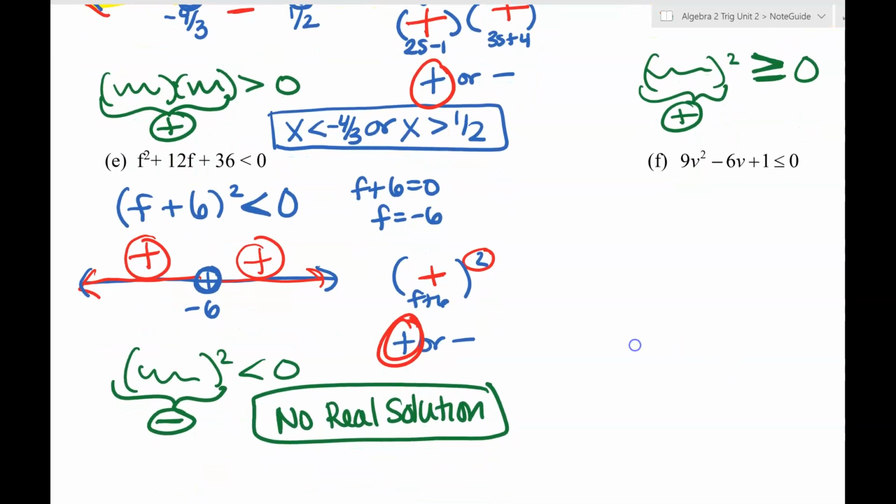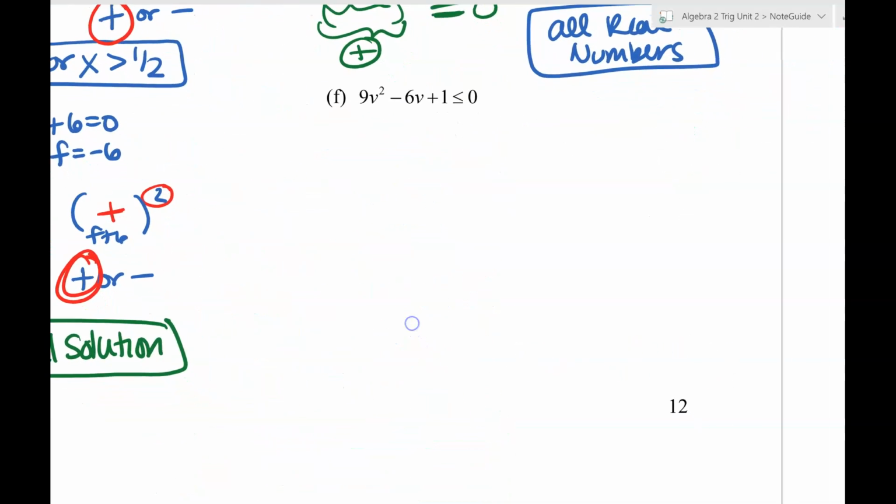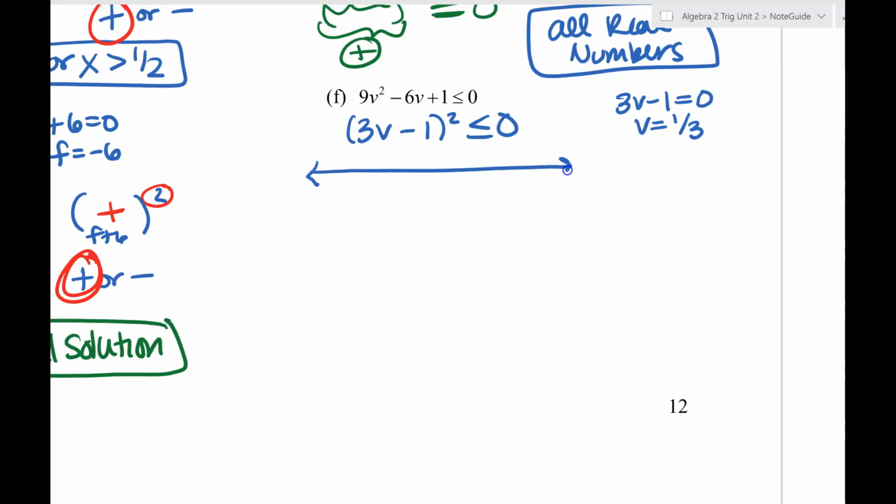And then lastly, we're going to look at part F. Part F, again, factors as a perfect square. And again, if you have to, you should pause the video to see if you get the factoring right as a good check for you. Then when we look at this, there's only one 0 because of the squared, and that would be at 1/3. So 1/3 is our key value where the 0 is working there.